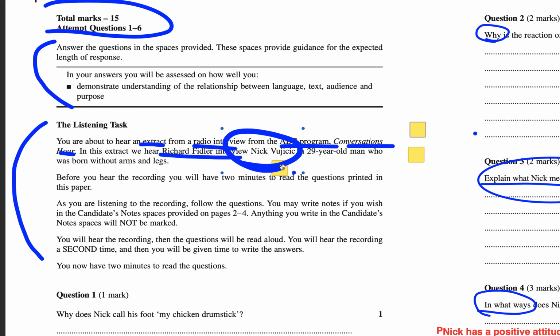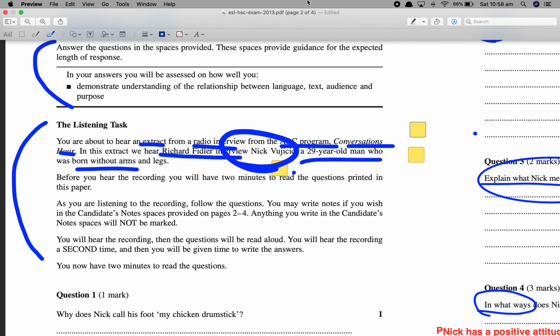So that means that you'll hear two voices in the recording. Sometimes they might only ever play one voice because it can be a speech. And Nick is a 29-year-old man who was born without arms or legs. So again, over here, we get a little bit of context. Then it says, before you hear the recording, you get 2 minutes to read the questions printed in this paper. So during that 2 minutes, the CD will actually go silent and you get time to read through it.